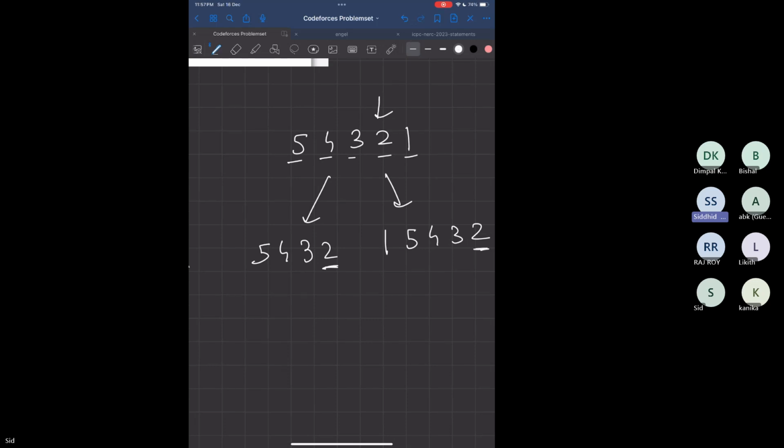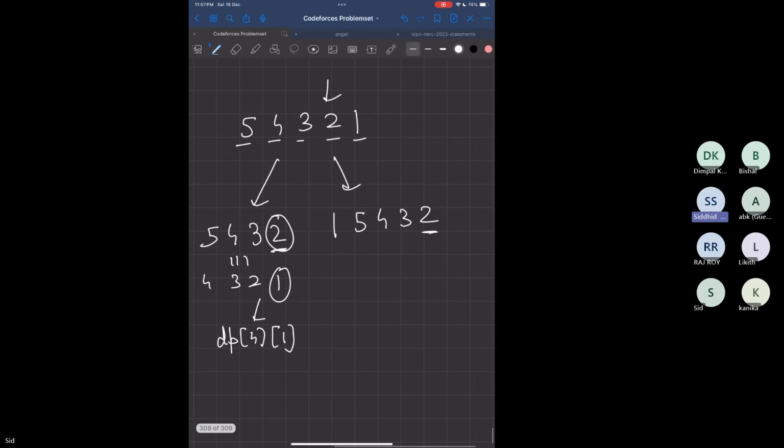Isn't this equivalent to 4, 3, 2, 1? This is equivalent, right? The probability of these two staying at the last is the same as the probability of this one staying at the last. What is this? This is DP[4][1]. And similarly, for 1, 5, 4, 3, 2, when we move 1 to the back, the probability of these two staying at the last is the same as DP[5][1].